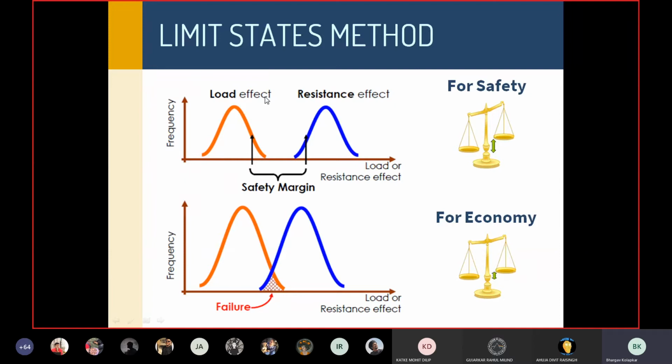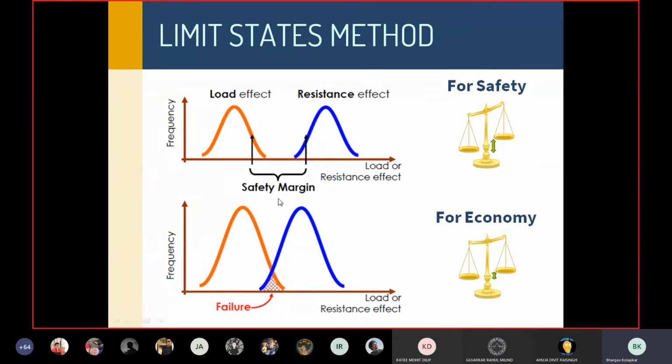Okay, so you can see the graph on the left is load effect. The graph on the right is resistance effect. Left is demand, right is capacity. The capacity should always be greater than demand. And the greater the difference between these, the greater is the safety margin. If the safety margin is a lot, it means that the structure is uneconomical.